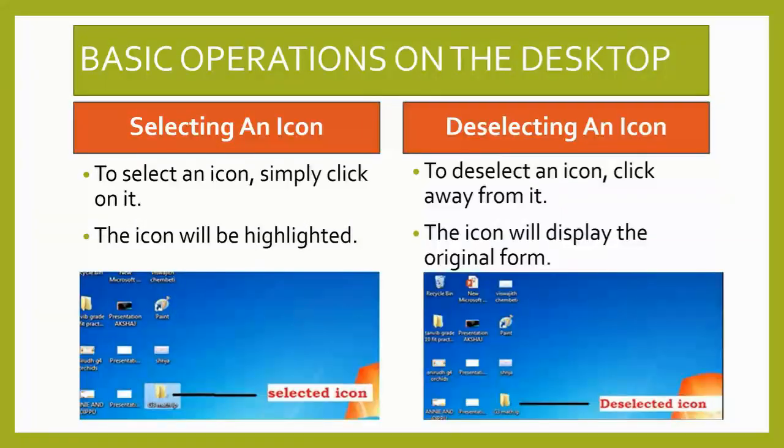Now, let's learn the basic operations on the desktop. First is selecting and deselecting an icon. First case is selecting an icon. To select an icon on the desktop, simply click on it. It will be highlighted. It means it is selected. Deselecting an icon means, click away from it. Anywhere you can click on the desktop. The icon will now be displayed in its original form.